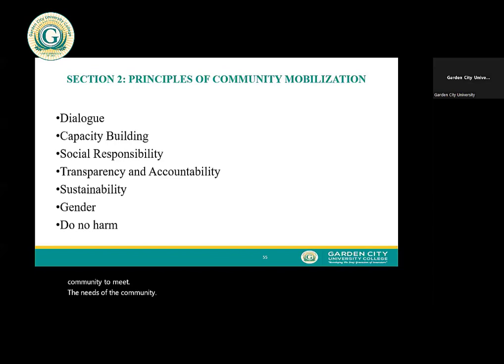And the principles of community mobilization thrive on dialoguing, capacity building, social responsibility, transparency and accountability, sustainability, gender, and the ethic of doing no harm.